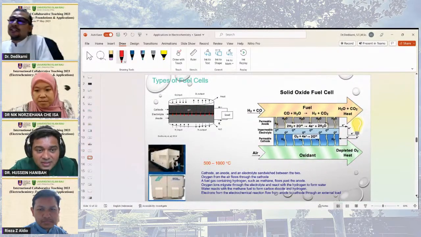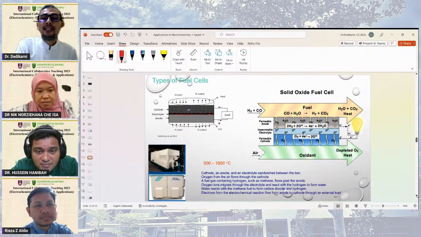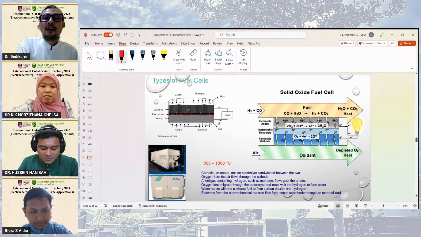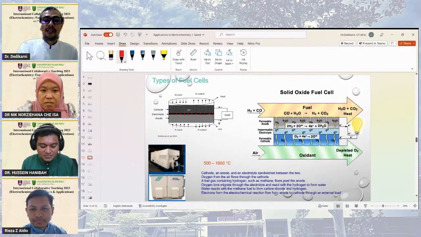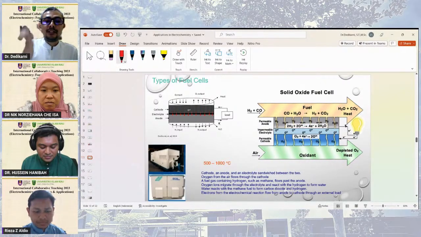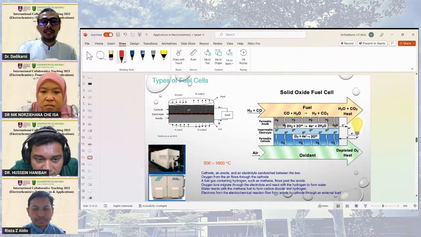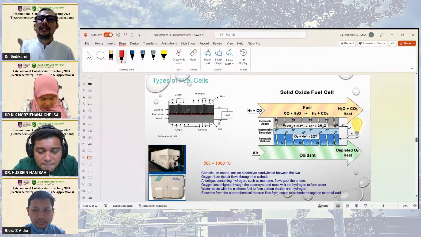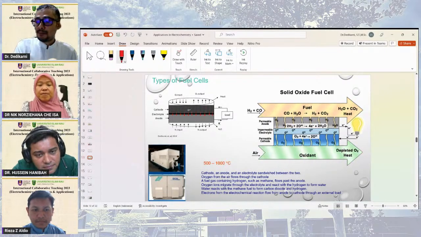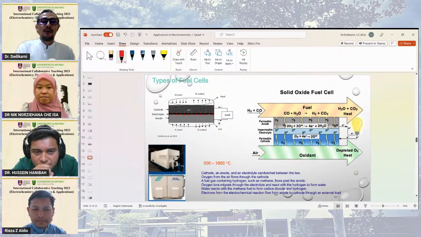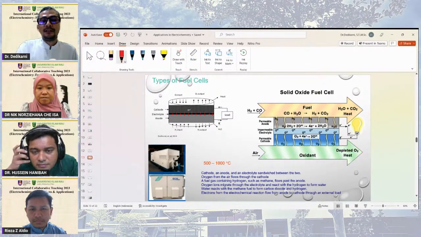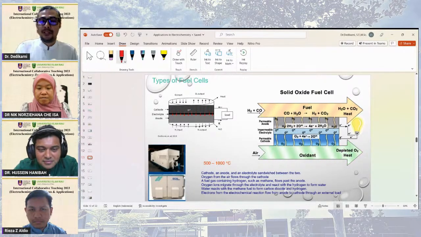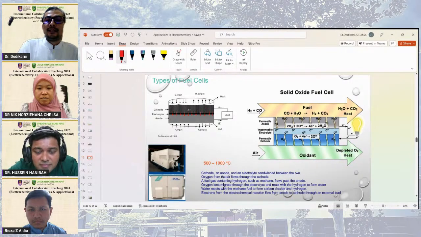Okay, this is the solid oxide fuel cell. This is my PhD research, and we research the electrolyte. In the solid oxide cell, the cathode and the anode sandwich the electrolyte, and the middle is the electrolyte. Oxygen from the air flows to the cathode. For a ceramic fuel cell, oxygen can flow, and the fuel gas contains hydrogen, such as methane and carbon dioxide, flowing to the anode. Oxygen migrates through the electrolyte and reacts with hydrogen to form water.